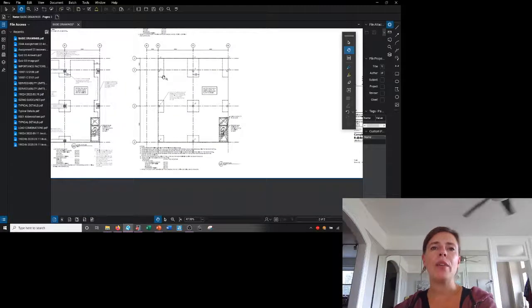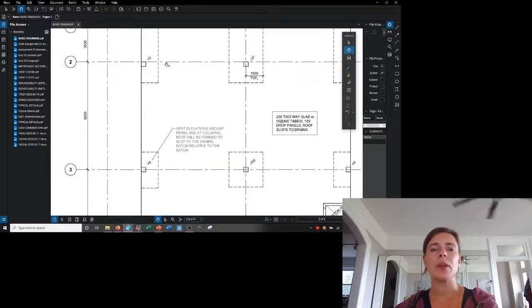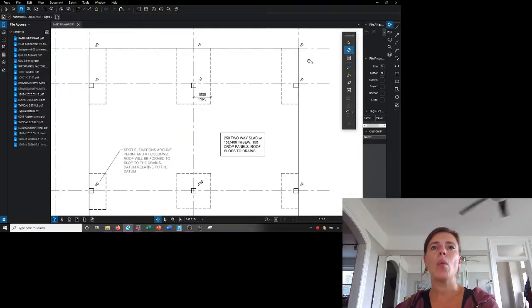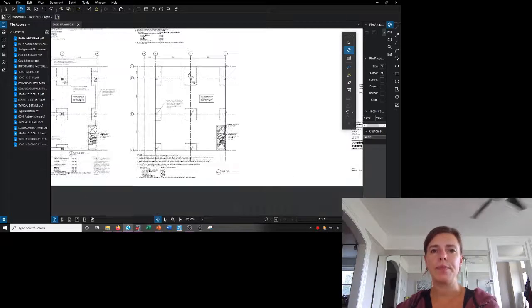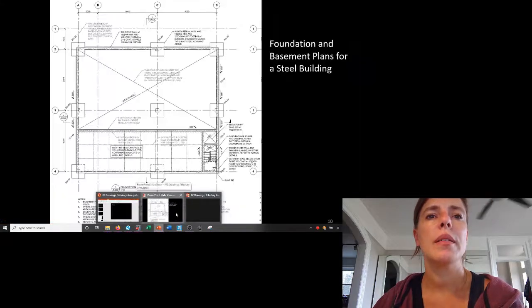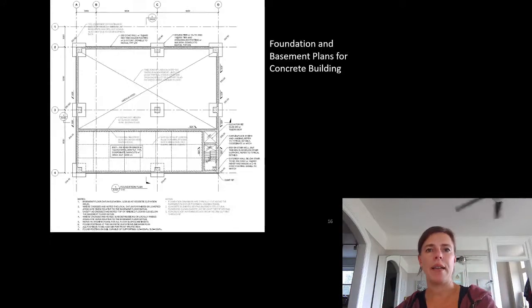The roof plan for the concrete building is very similar but slightly less complex, where it looks like all we've got is drop panels, including one that does the heavy hitting for this little cantilever right here. So let's come back to our slideshow. We've looked at these drawings now.